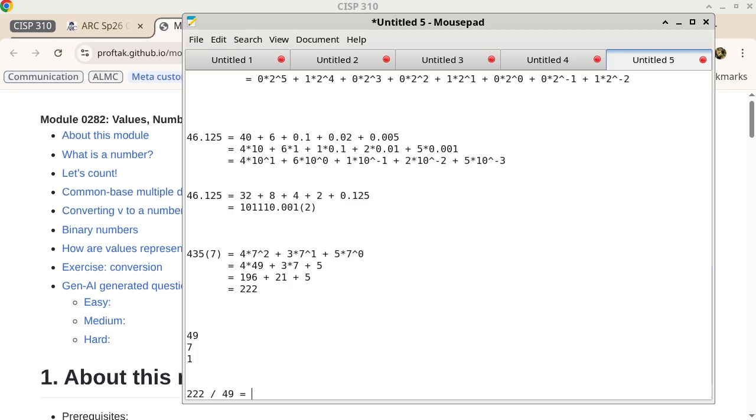Is that okay? How do we call these things? 222 is called the dividend. 49 is called the divisor. The 4 is our quotient. And then 26 is our remainder. Very good. Okay. So being able to name all the parts of a long division is also helpful, because now we can identify all the different components of a long division.